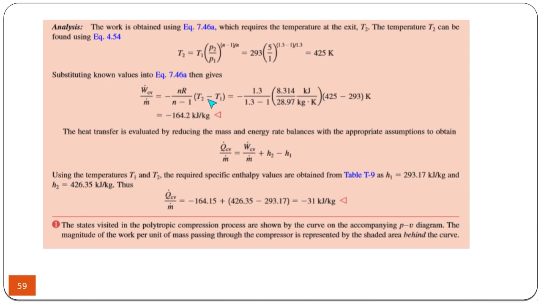Because this is an open system with a polytropic process, the work in the polytropic process can be found from this equation. Note that it gives you a work less than 0 because work is done on the system. That's why it's minus.